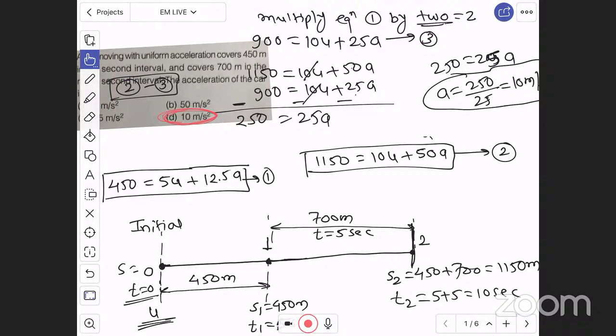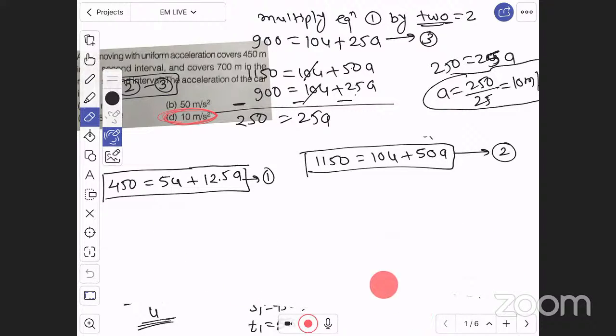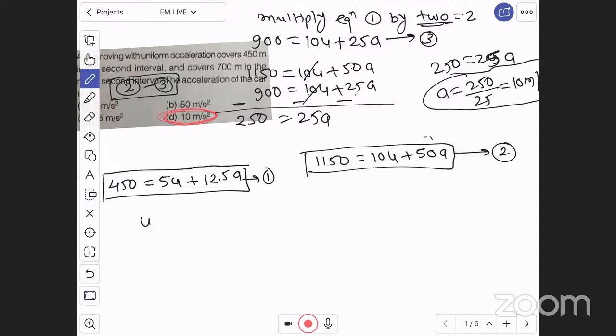Now, in the same question, they may ask you to find initial velocity also. Now, this acceleration is equal to 10 meter per second square. Put it in equation number 1 or equation number 2. Put it in any one equation and you will get the initial velocity. Like, let us say, if they ask you to find the initial velocity, what will be the U?